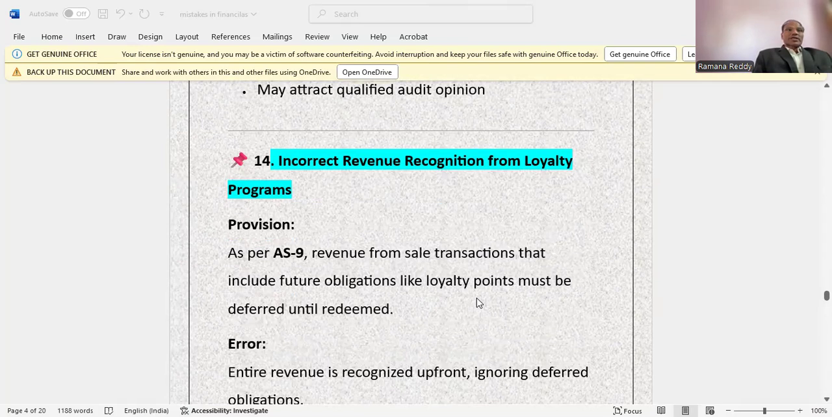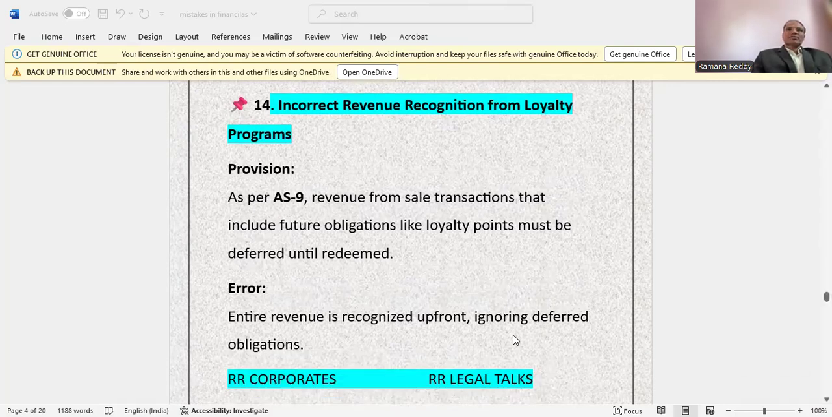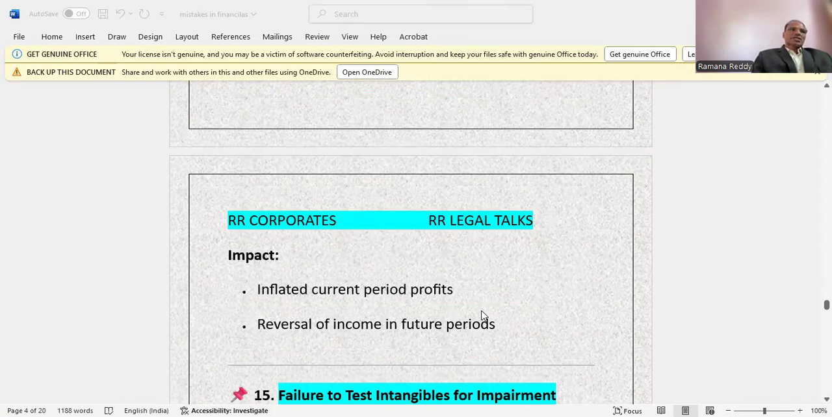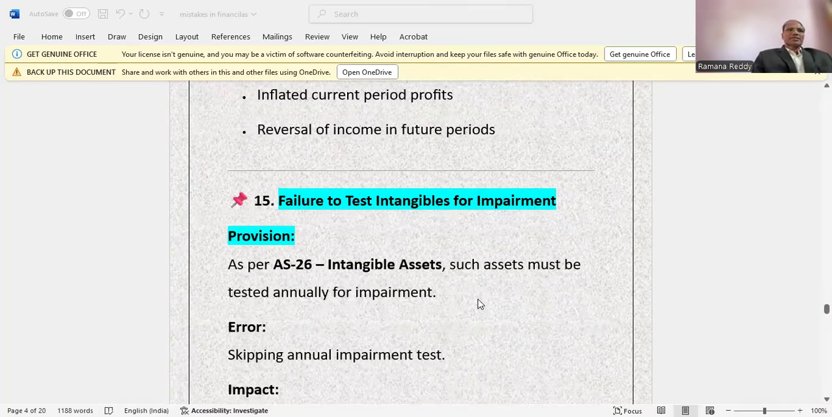And incorrect revenue recognition from loyalty programs. AS 9: revenue from sale transactions that include future obligations like loyalty points must be deferred until redeemed. The error is that the entire revenue is recognized upfront, ignoring deferred obligations. This error we'll see in financials. So the impact is inflated current period profits and a reversal of income in future periods. This would be the impact.